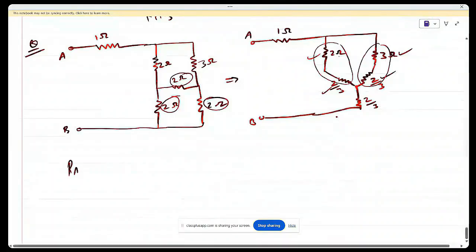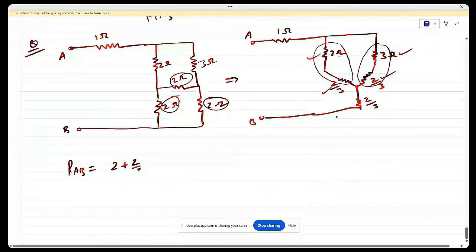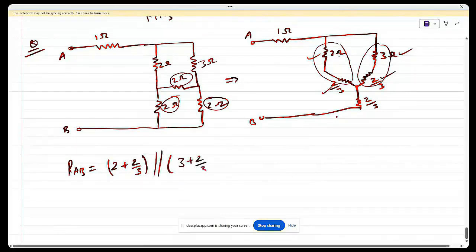RAB as, first I will write 2 plus 2 by 3, then I will make a bracket, then this is in parallel with 3 plus 2 by 3. Now the whole parallel combination is connected in series with 2 by 3. Now this series combination is connected with this one plus 1. This is the final answer.